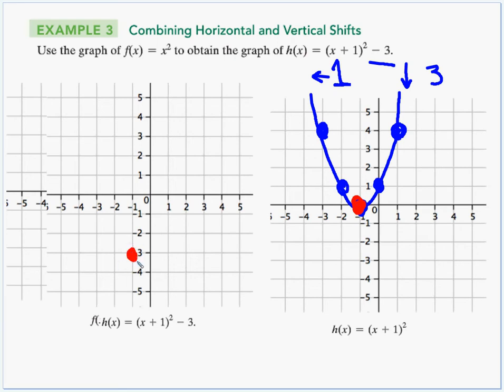And from here, I can just find a few more points. I'm going to go left one and up one, right one and up one. So now my new y-intercept is -2. And now from this point, I'm going to go over one, up 3 more.